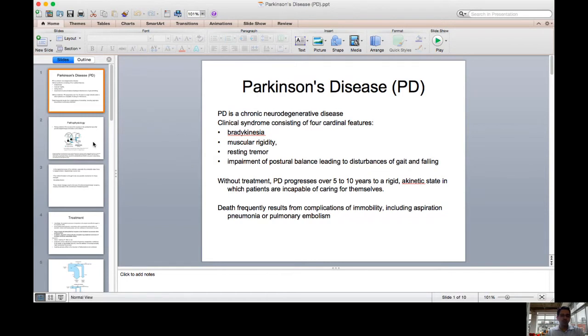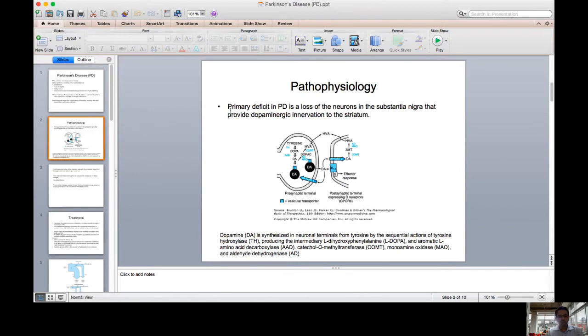So let's have a look at the pathophysiology of Parkinson's with the help of this diagram. Okay, so what can we observe in this diagram? That there is a primary deficit in Parkinson's in the form of a loss of neurons in the substantia nigra region in the midbrain, which provides dopaminergic innervation to the striatum.